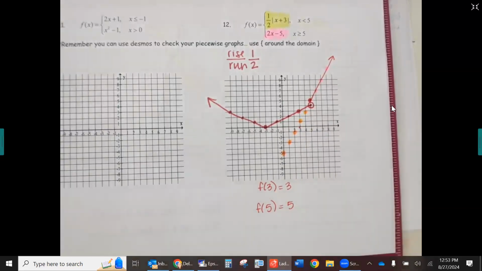Okay. All right, let's do maybe one more piecewise. Turn to the next page. I think you have maybe 4 more. Do y'all want to pick one or do you want me to pick?